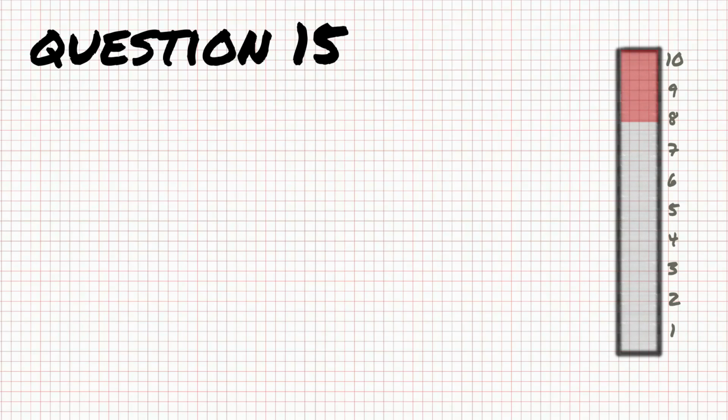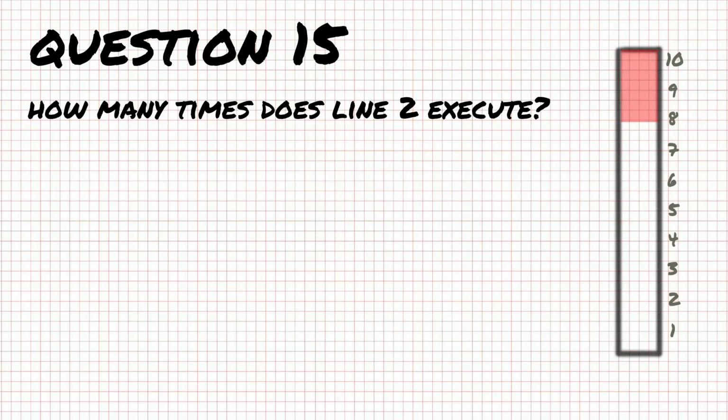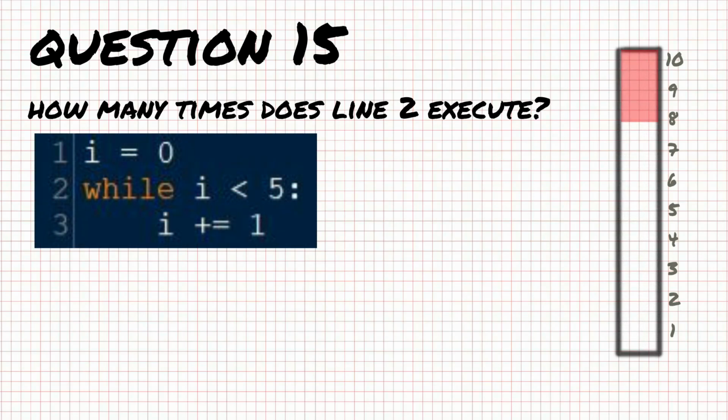Question 15. How many times does line 2 execute? 1: i = 0. 2: while i < 5. 3: i += 1. Is it A, once, B, 4 times, C, 5 times, or D, 6 times?